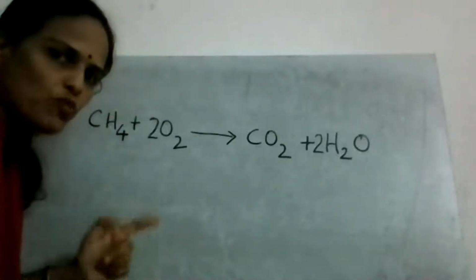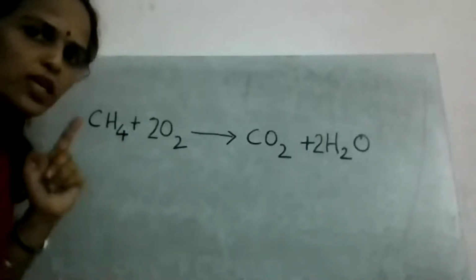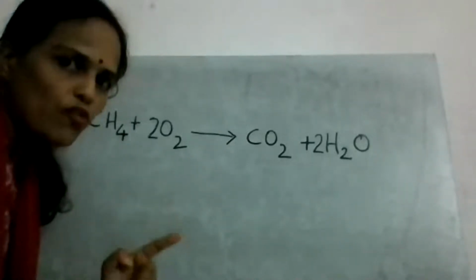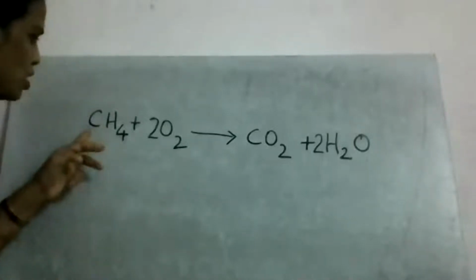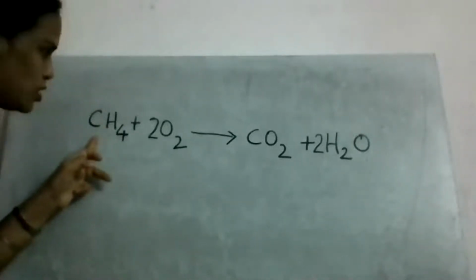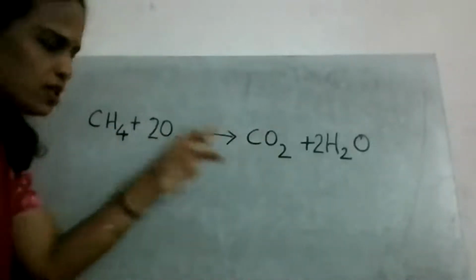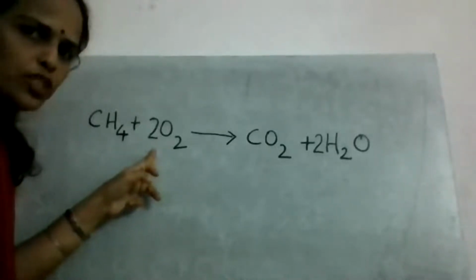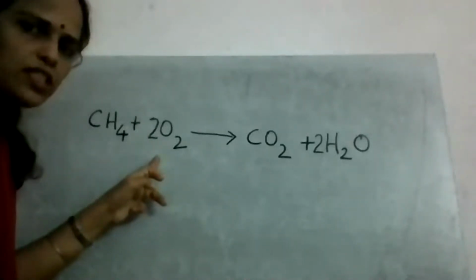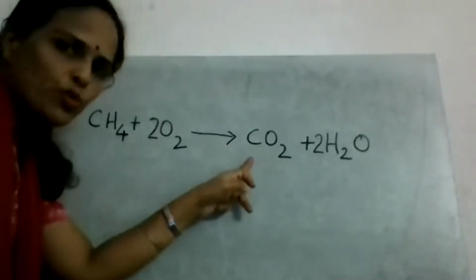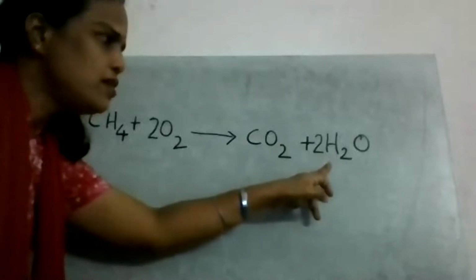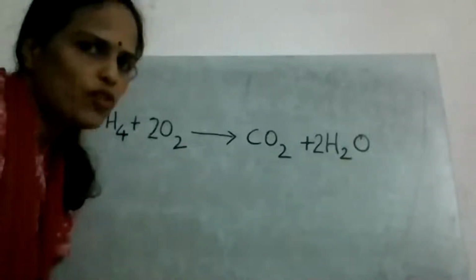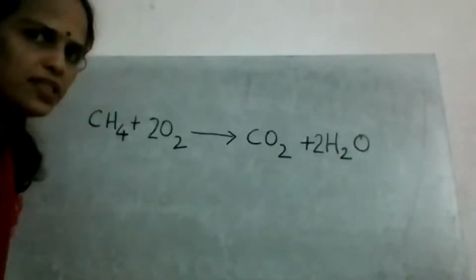Now in terms of molar volume, as I told you in the previous lecture, any gas at STP occupies a molar volume of 22.4 liters. Here all are present in the gaseous state. So 22.4 liters of methane reacts with 2 into 22.4 liters of oxygen, that is 44.8 liters of oxygen, to give 22.4 liters of carbon dioxide and 2 into 22.4 liters of water, that is 44.8 liters of water respectively. All are present in their gaseous state.